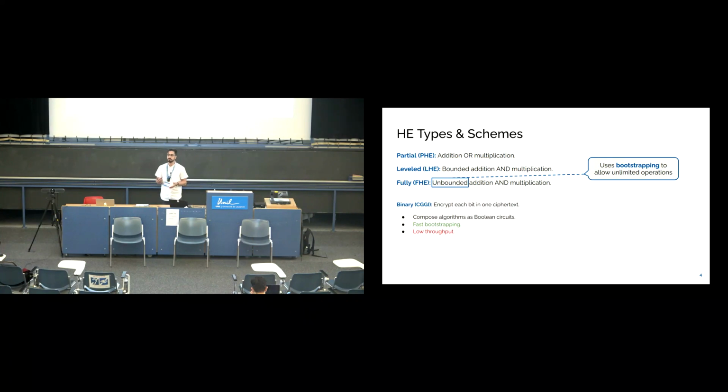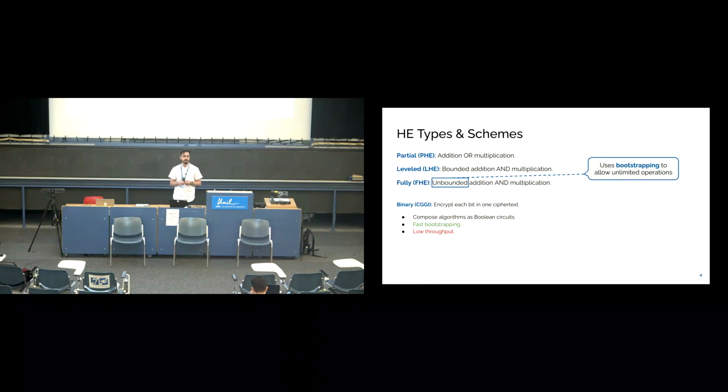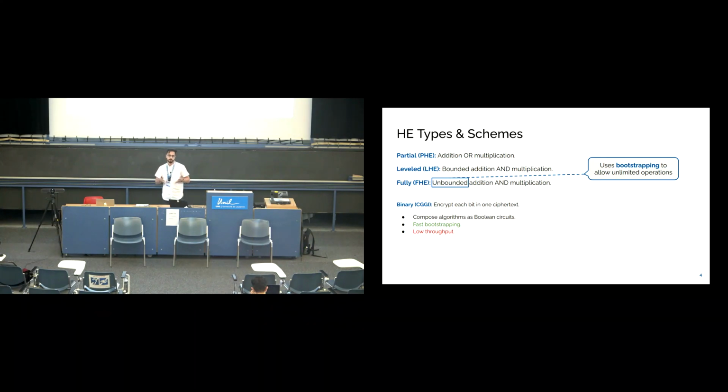Regarding the schemes, we have binary schemes, such as CGGI. Most of you know it as TFHE, that encrypt each bit of a plaintext word separately. And in order to do an algorithm on this scheme, we have to compose it as a Boolean circuit. Now, binary schemes have very fast bootstrapping, but unfortunately, they have low throughput.